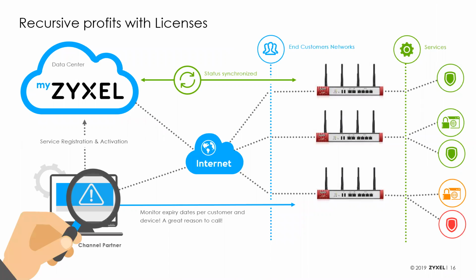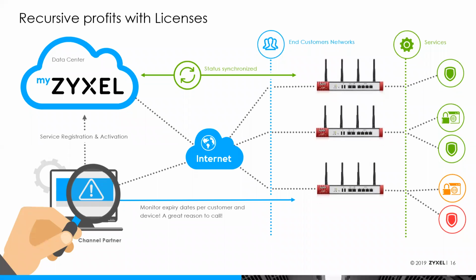I do want to draw your attention here to our myzyxel.com website. If you're selling our security appliances, this is where you want to go to keep an eye on what's going on with all the devices you've deployed out in the field. You can log in, see every one of your customers' devices, and find out what security services are currently active and which ones are set to expire, so you can keep on top of that and reach out to your customer and sell them licenses when they start to expire.